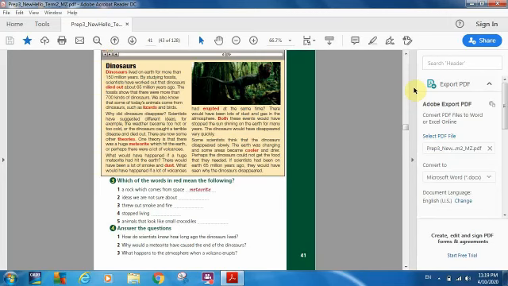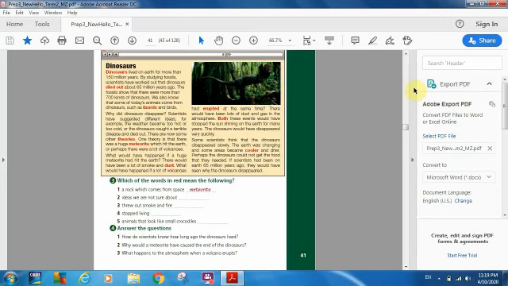Done. Number two, ideas we are not sure about. Yeah, let's think of the answer. Yeah, these are theories. Three, throw out smoke and fire. Erupted. That's right. Stopped living. Died out. Five, animals that look like small crocodiles. Lizards.